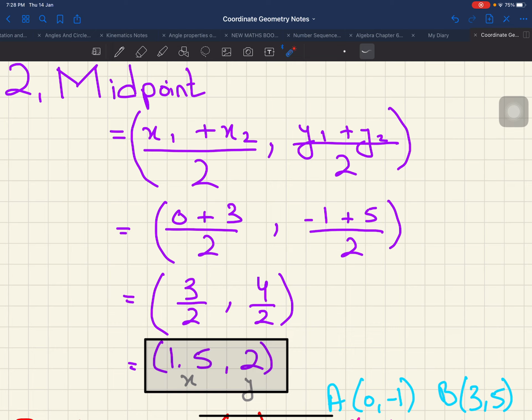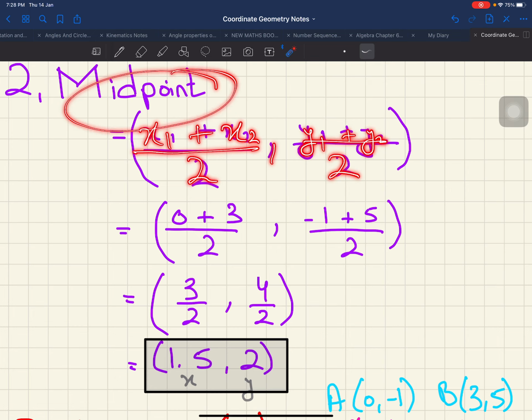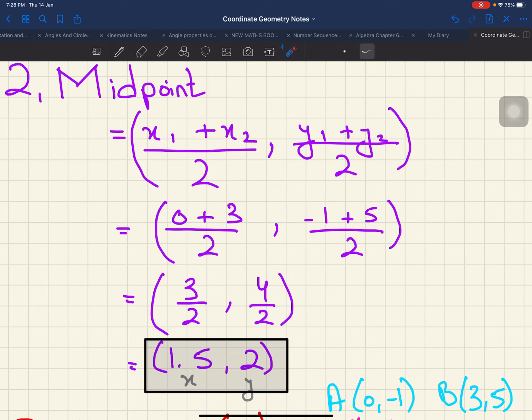But in coordinates, it doesn't simply work that way. So we are supposed to apply this formula, which is x1 plus x2 divided by 2 comma y1 plus y2 divided by 2. Because the midpoint is also a coordinate, that's why we get our answer in the form of x comma y. So again we are supposed to put down the values. We know that the value of x1 is 0, x2 is 3, y1 is minus 1, and y2 is 5. How do I identify it? Because in the previous one we had the coordinates a and b.